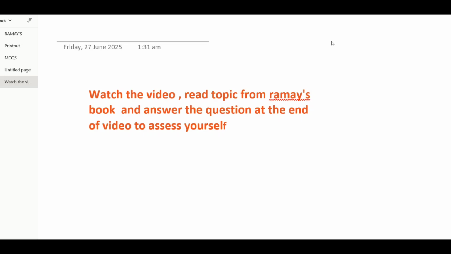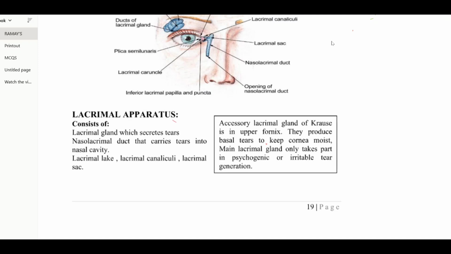Today we are going to start our fourth and last lecture of the Ocular Appendages unit from the Ramsay's Ophthalmology book. To get the maximum benefit from these videos, watch the video, read the topic from the book, and then give the answers which are given at the end of these videos. So let's start today's topic, which is the lacrimal apparatus.